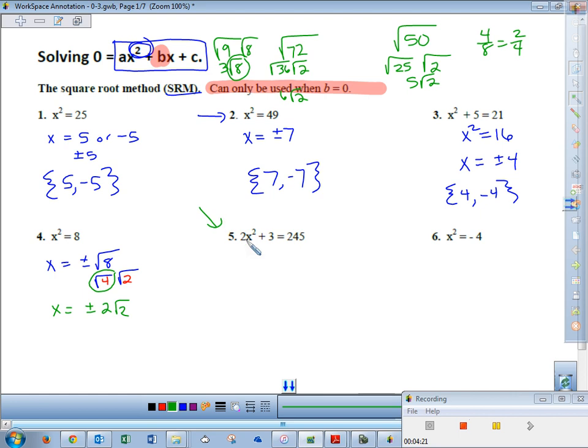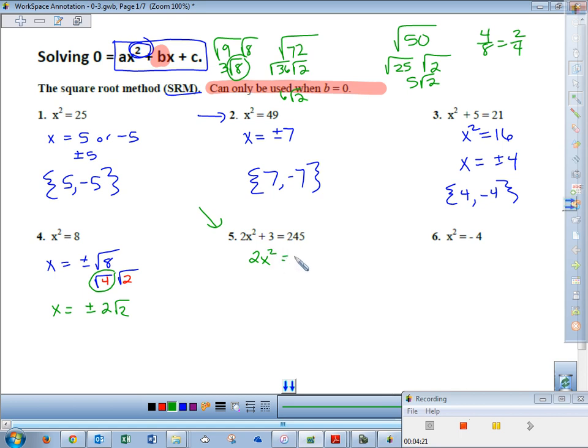Number 5, discuss with your neighbor, why are we using the square root method, besides the fact the instructions tell you to? Reason why? No x to the first. Get x squared all by itself. What would you do first? Divide by 2 or subtract 3? Subtract 3 from both sides.